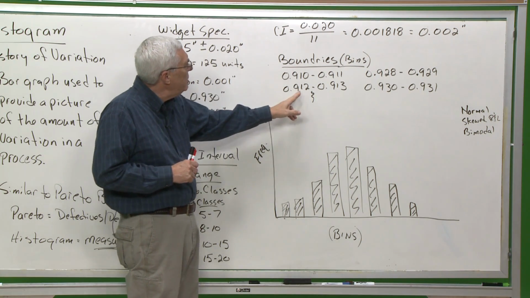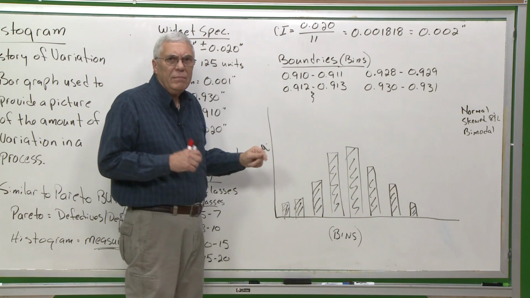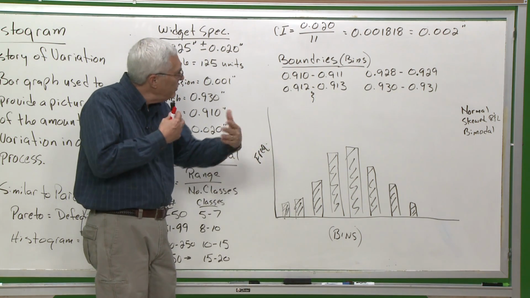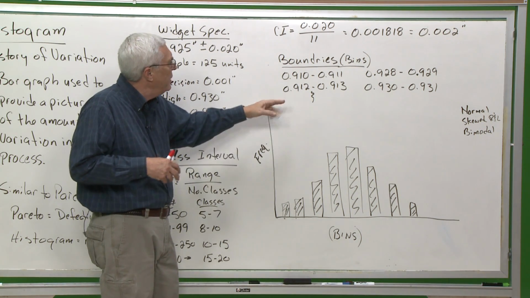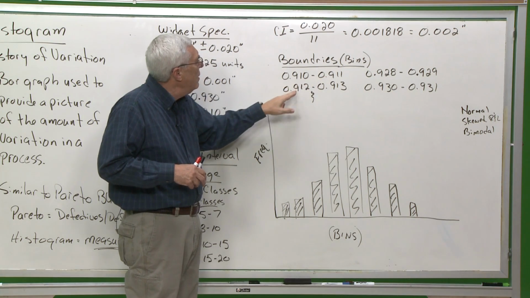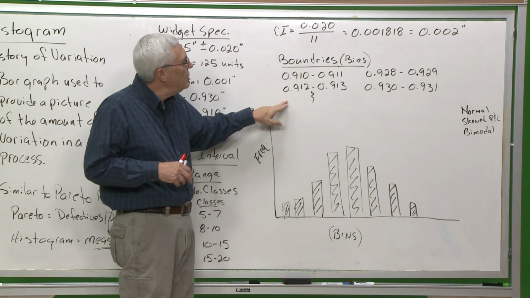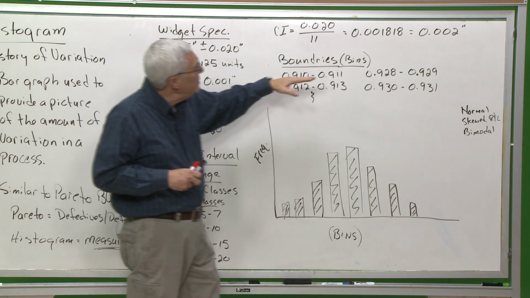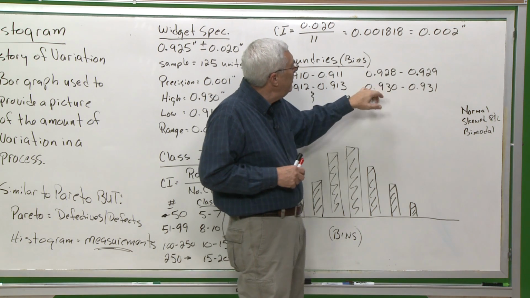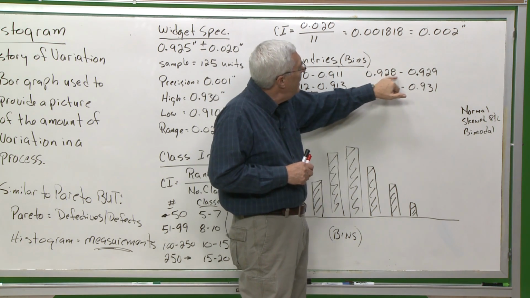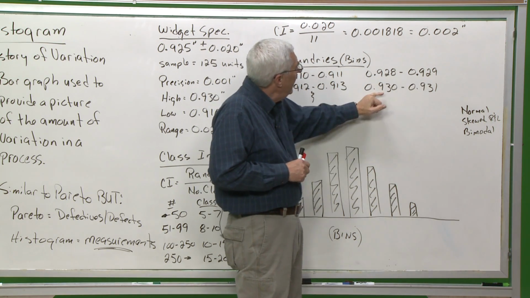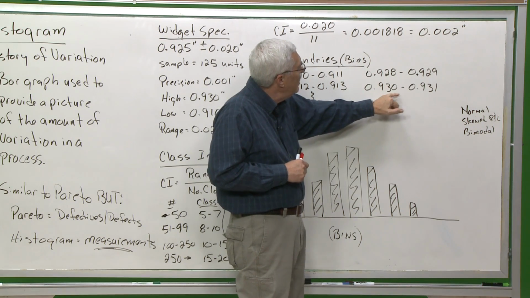The next bin is going to be 912 to 913. Any value that's 912 or 913 is going to go into that bin. The bins must not overlap. Hold them to the precision. I didn't run all the way out, but when I get out to the end, bin 10 was 928 to 929, and bin 11 was 930 to 931.